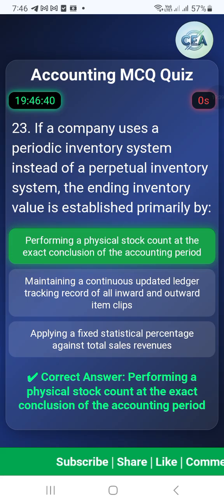Correct answer is performing a physical stock count at the exact conclusion of the accounting period.